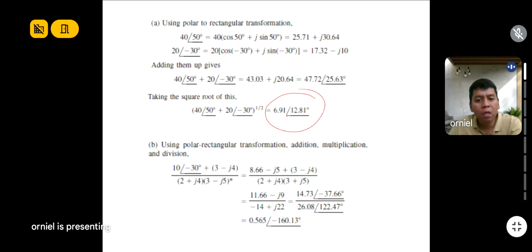Okay, 6.9 angle 12.81. Basically, it is not simply calculated directly. This is special for complex numbers.